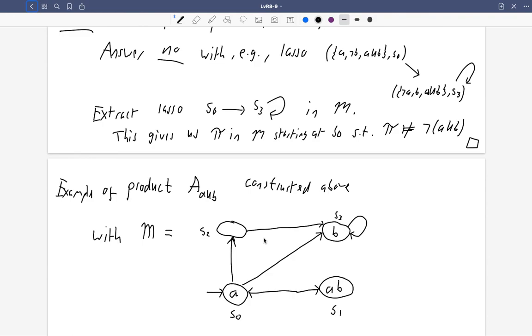So having seen the theory behind it, we're going to look in the second half of the lecture at some model checking software and see how a model checker works in practice.